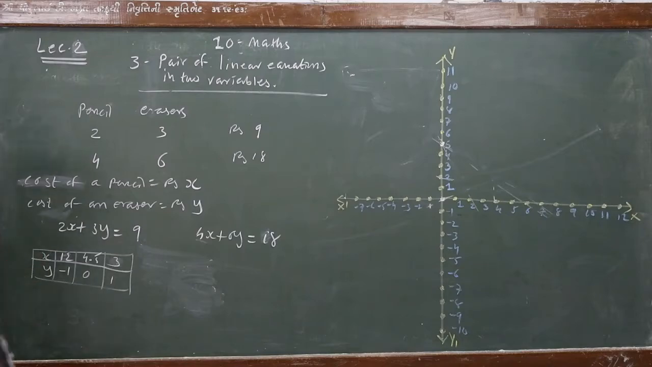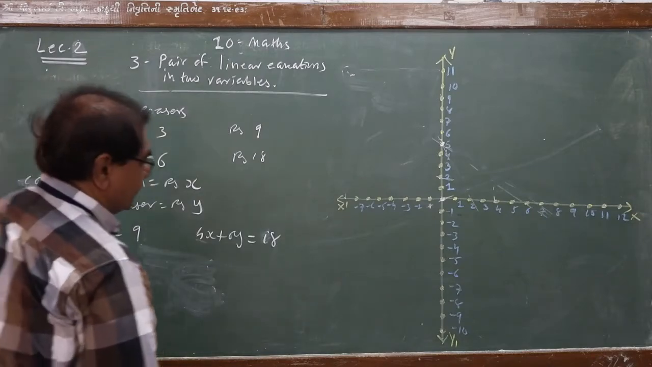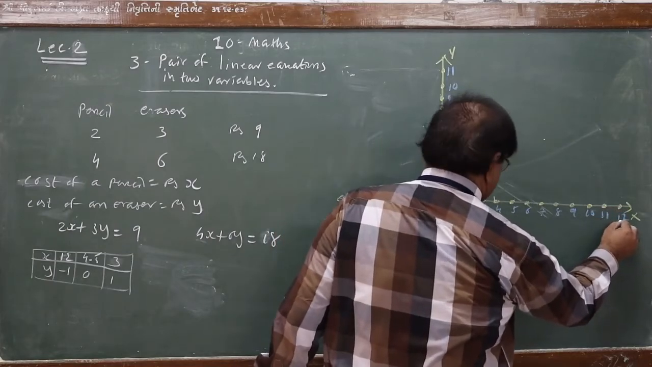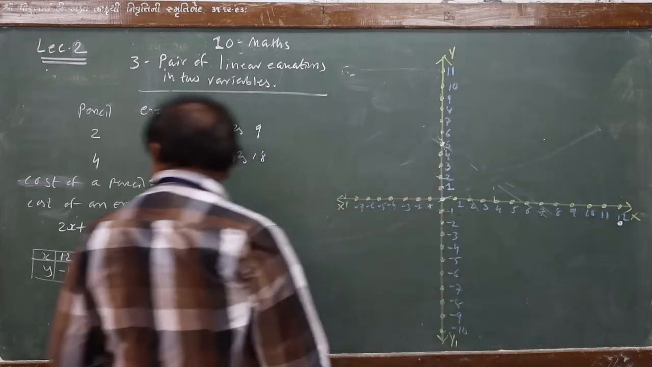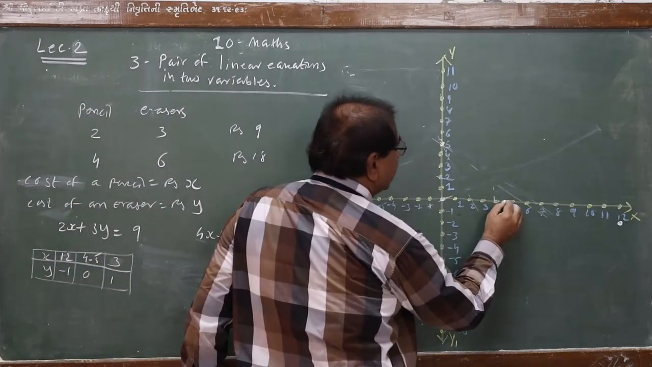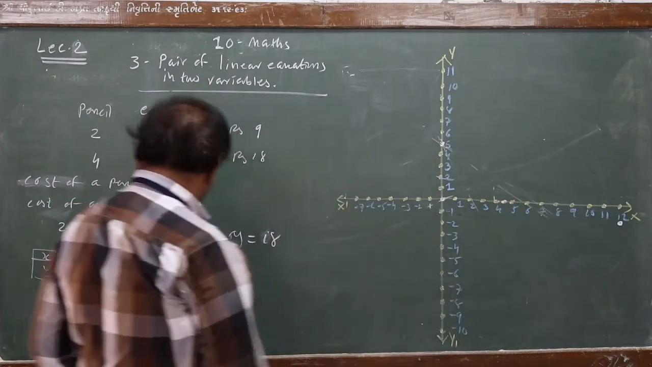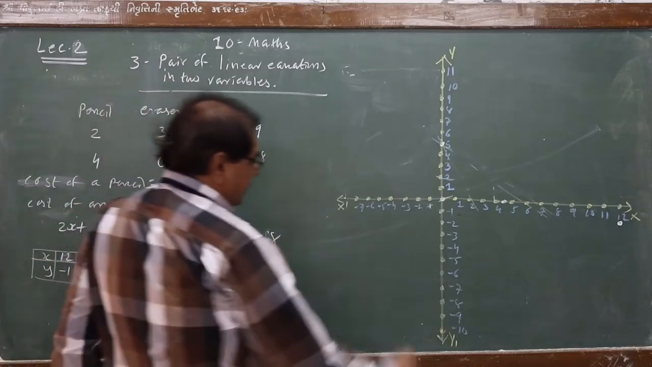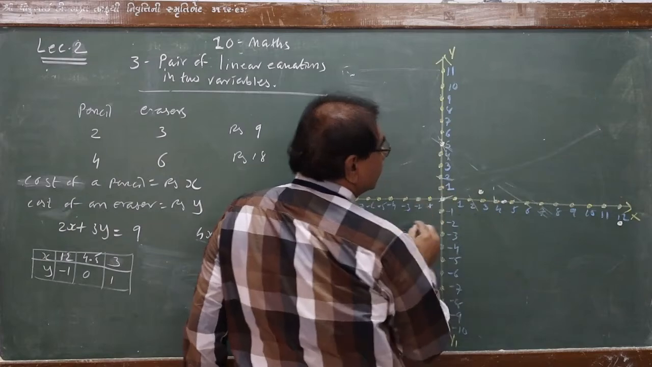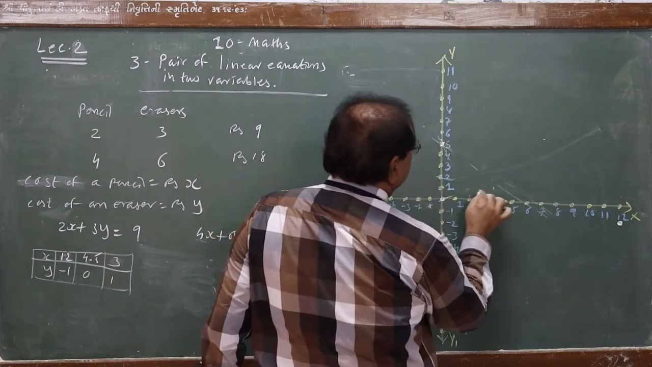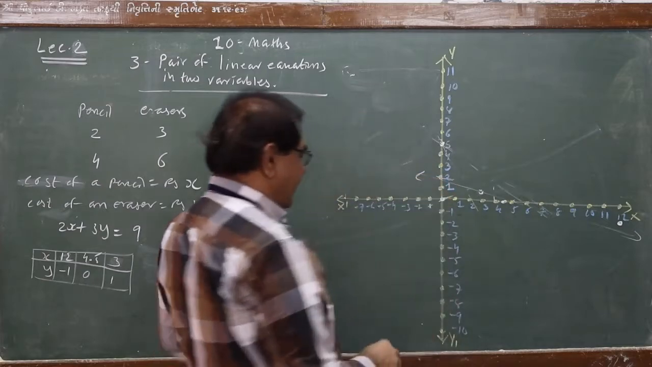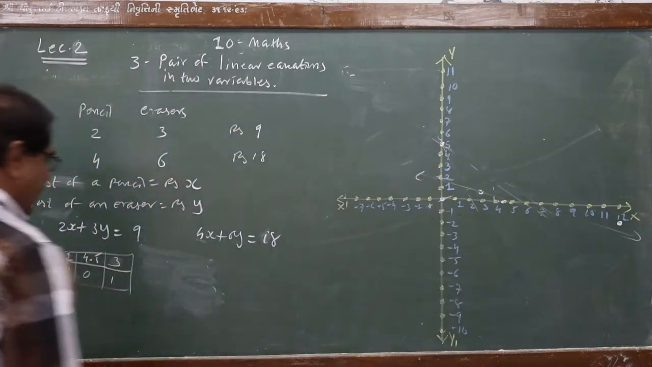We plot it. x is 12 and y is minus 1. 4.5 with 0, somewhere here. And 3 with 1. So this can be your line. If you draw it perfectly, you can get this answer.